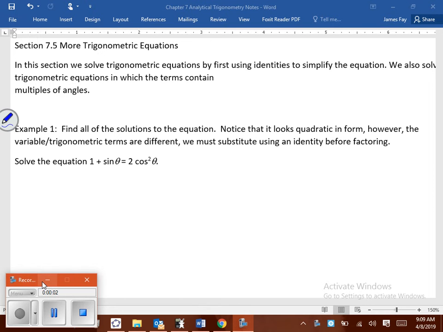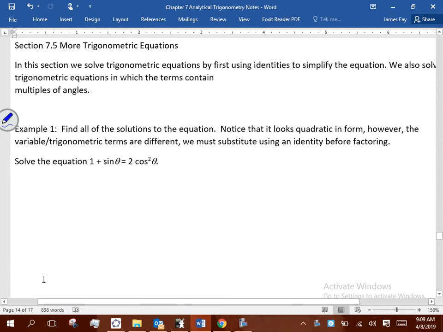We are going to start discussing 7.5, which is titled More Trigonometric Equations. There are 3 more versions of trig equations that I want to talk about with you. One of them is when you have identities that you need to substitute so that you can manipulate the equation and solve the equation.